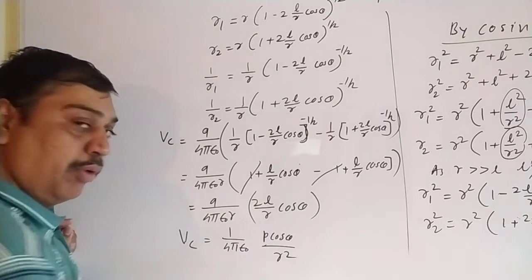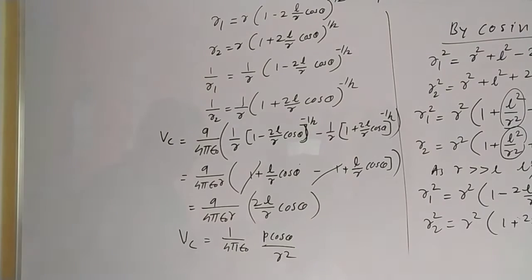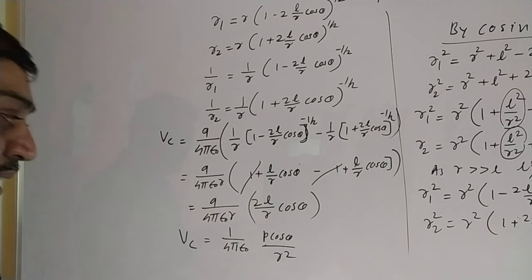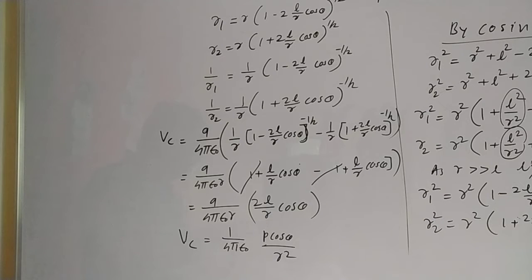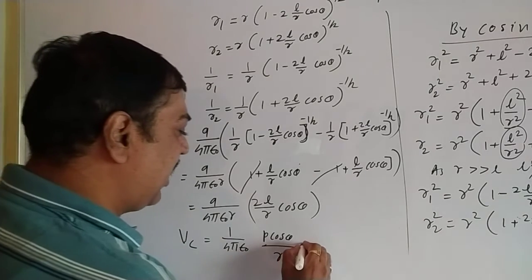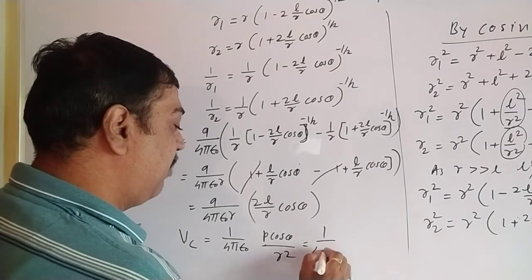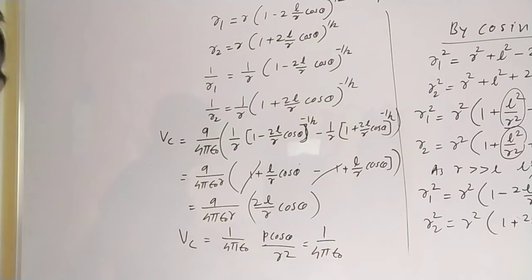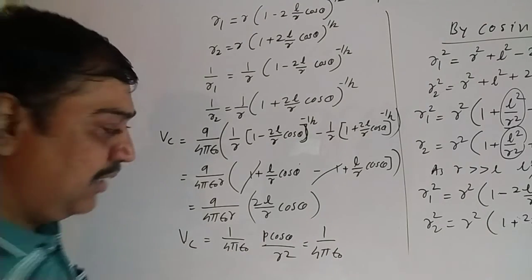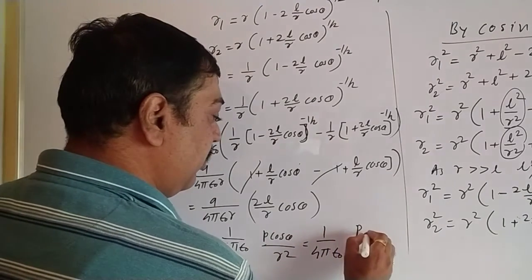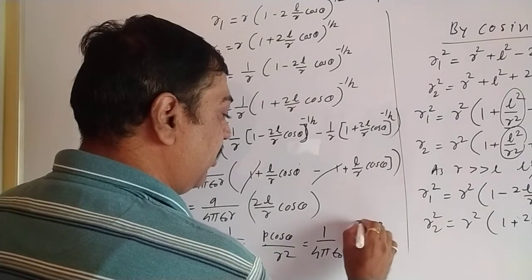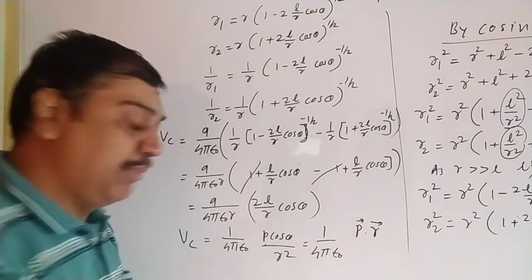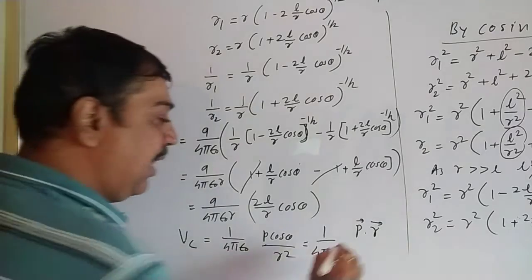That is VC. VC is nothing but what? Electric potential at point C. P cos theta divided by R square. The same thing can be written in a slightly different way. So we can write this as 1 divided by 4 pi epsilon 0. So P cos theta, here it is the term. So we can write this as P dot R, vector P dot R, divided by R cube.